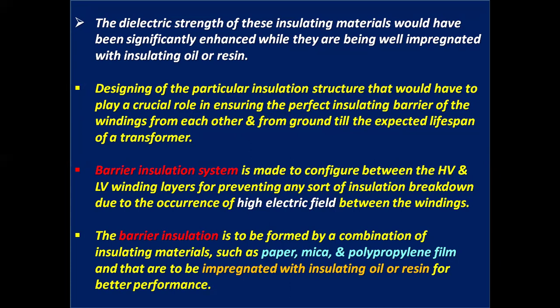A barrier insulation system is configured between the HV and LV winding layers for preventing any sort of insulation breakdown due to the occurrence of a high electric field between the windings. The barrier insulation is formed by a combination of insulating materials such as paper, mica, polypropylene film, and so on, that are impregnated with insulating oil or resin for better performance.